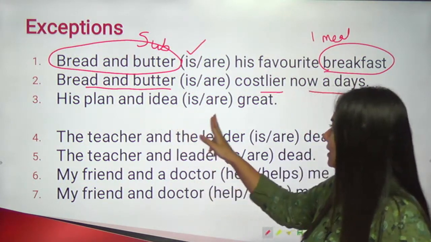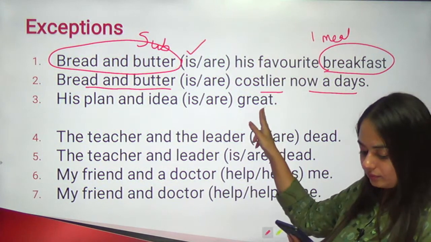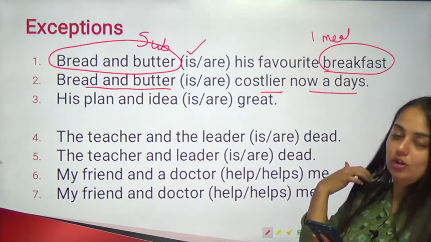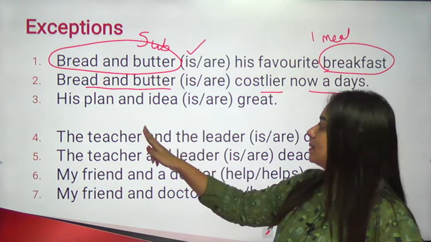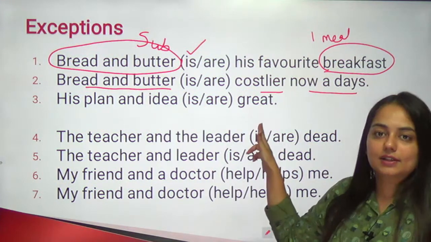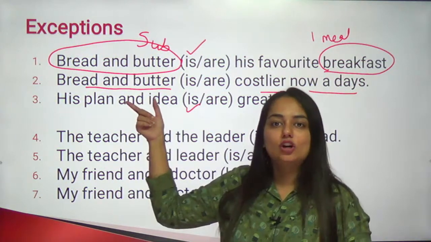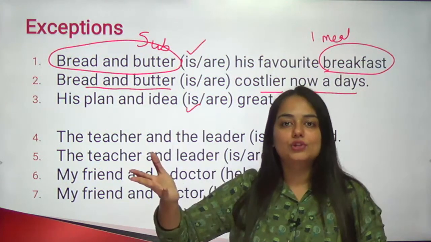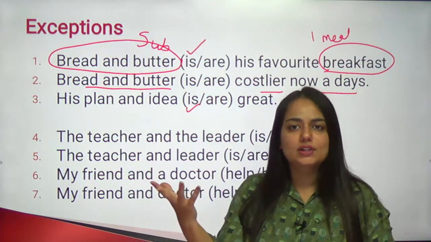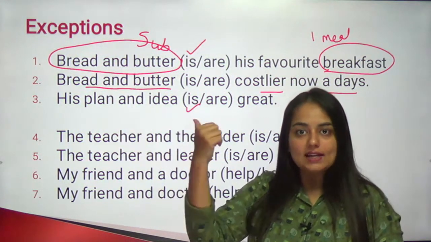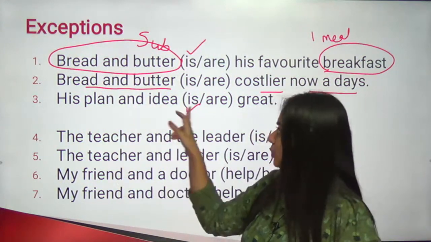His plan and idea is or are great. Yes, Ishwari, for the second also your answer is correct. His plan and idea is or are great. It will be is great because this is the plan and idea of the same person. The words are used synonymously here, referring to the same thing. The suggestion that he has given, it's one. So it will be is.